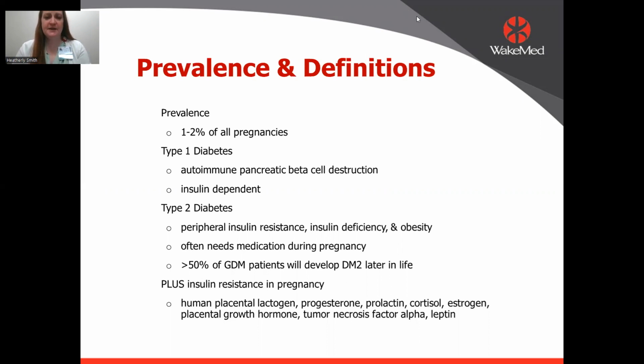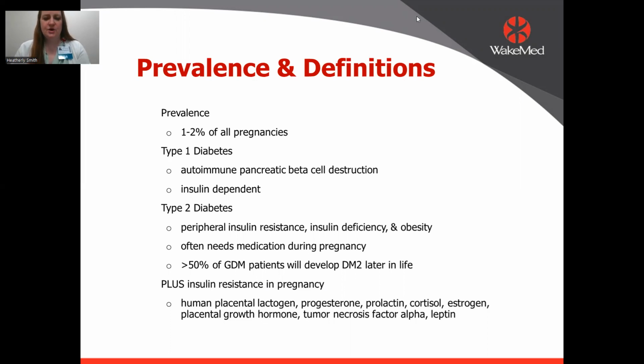And type 2 diabetes, again, much more common, is characterized by insulin resistance, overall insulin deficiency, and obesity. These patients have a huge genetic component. Often they have parents or siblings that also have type 2 diabetes. When we're talking about our gestational diabetics, over half of those will develop type 2 diabetes later in life. And so it's an important time to really counsel any gestational diabetic about that risk.